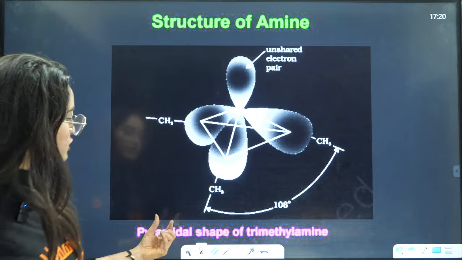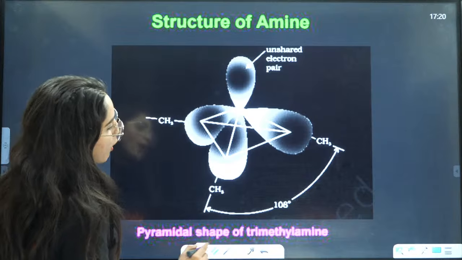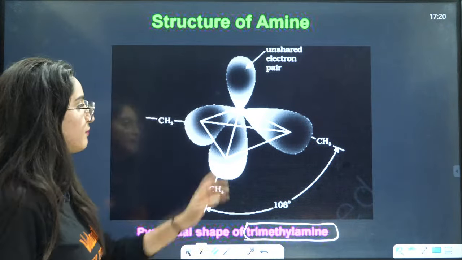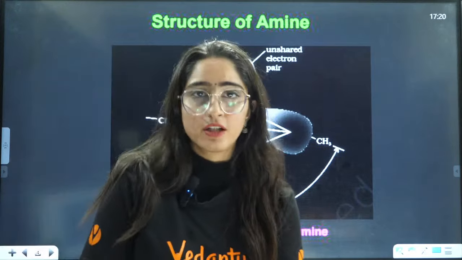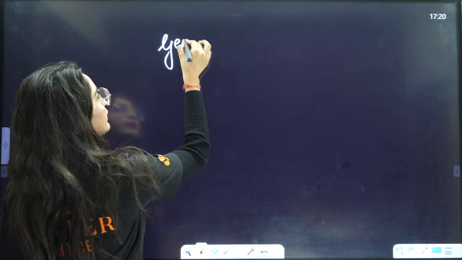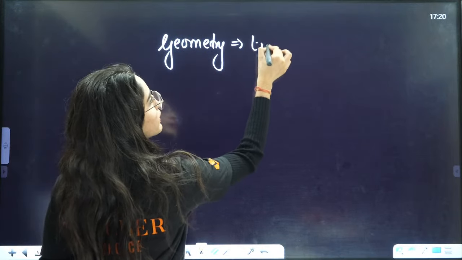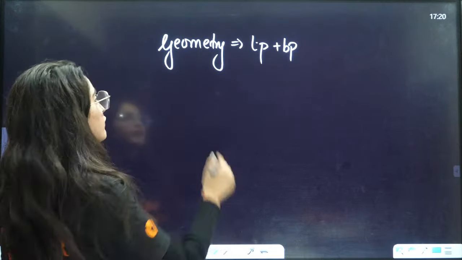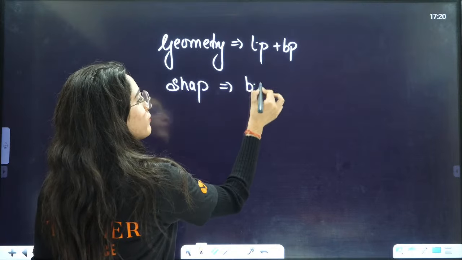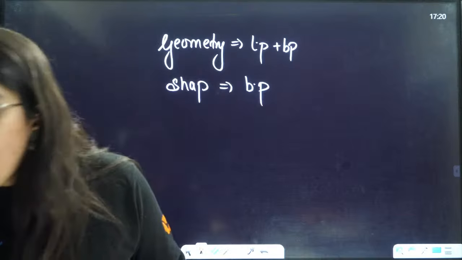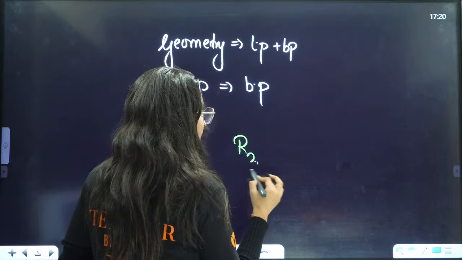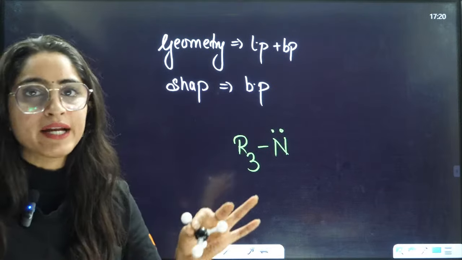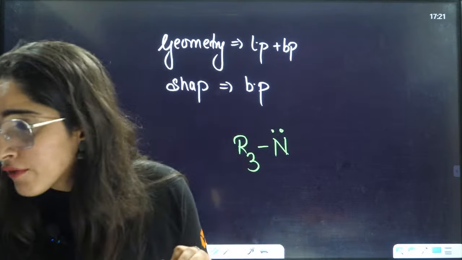Next we are talking about the pyramidal shape of trimethylamine. Now we are talking about trimethylamine, right? Here they are talking about shape. Let us talk about why they have called it pyramidal shape. For that you need to understand one thing from chemical bonding: when we talk about geometry, we talk about lone pair plus bond pair, we count that, but when we talk about shape, we only talk about bond pairs. We just ignore the lone pairs. So if you talk about R3N, this is the lone pair, right? Definitely it will have a tetrahedral geometry. Why will it have a tetrahedral geometry?